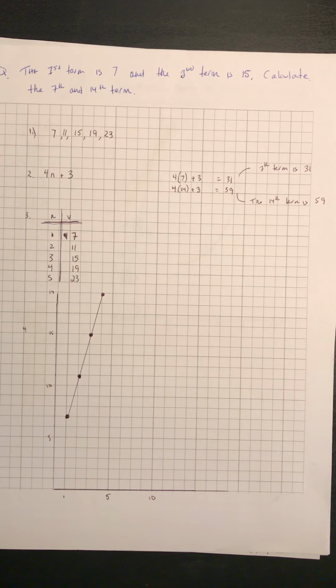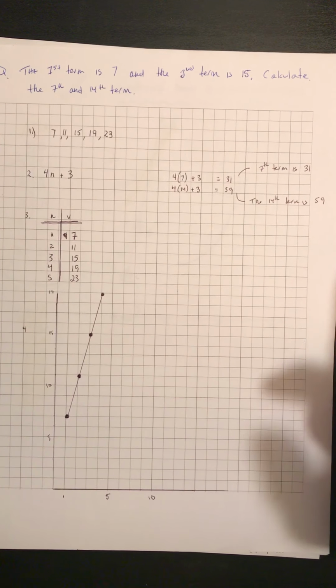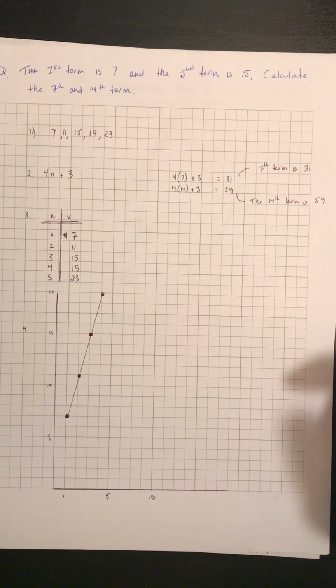Let's go over the solutions for the question that was posted. We'll do this just a really quick video, okay? Because there'll be some other stuff coming at you later on this week, okay? All right, so the first term is 7, third term is 15. Calculate the 7th and 14th term.